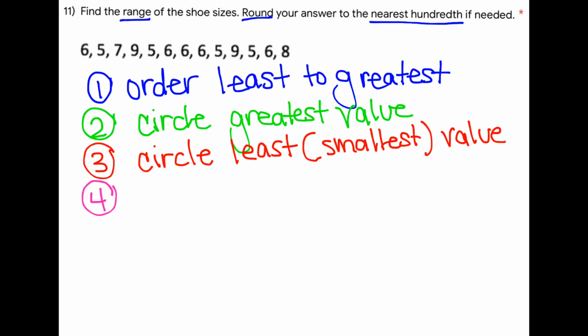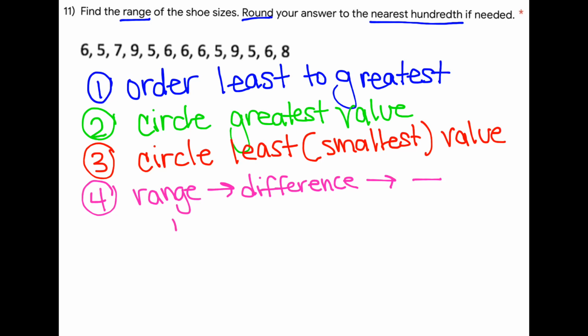And range means difference. And difference is our key word for subtraction. So you are going to take our greatest minus our least, and that will equal the range of this data set.